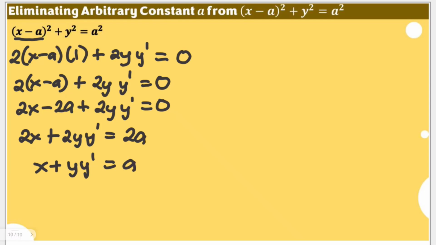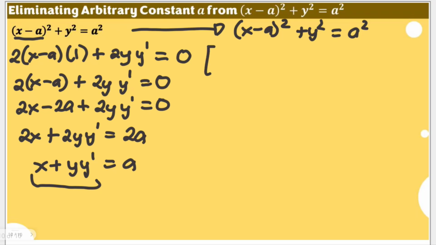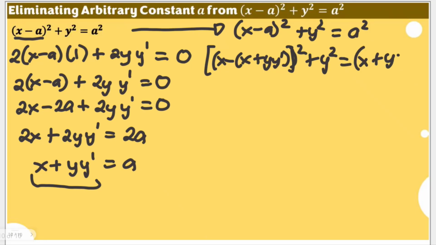So with this in mind, we are now trying to consider the value of a. Let's substitute a into our given equation because we would like it to be eliminated. So instead of x minus a, the square of it, plus y squared, which is equal to a squared, let's use this expression for a. So you'll have this form. You will have x minus the given expression for a, x plus y y prime. The result of that will be squared. Plus y squared is equal to the square of this expression, y and y prime.